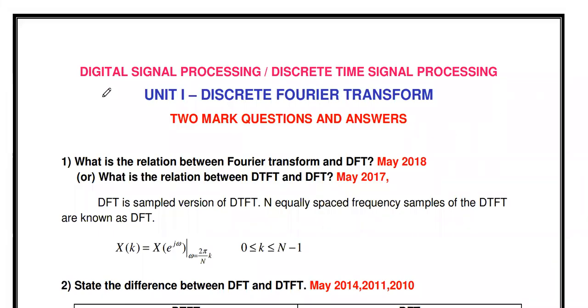Welcome to my channel. Today we are going to study the remaining 22 mark question from unit 1, the discrete Fourier transform. Okay, so already we discussed the first 22 mark question in the previous video. If you want to learn that video, I will give the link in the description box, you can refer to it.